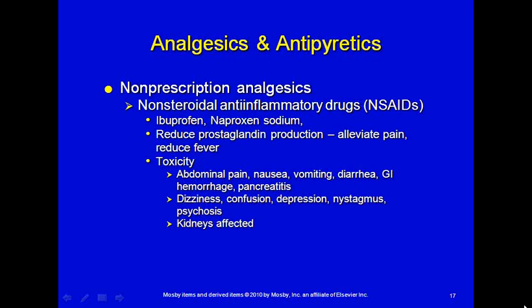vomiting, diarrhea, GI hemorrhage, pancreatitis. NSAIDs also affect the liver, so you could have pain in the upper right quadrant as well. Dizziness, confusion, depression, nystagmus, psychosis. The kidneys are affected here as well, so dark colored urine. And long-term non-steroidal anti-inflammatory use can cause certainly GI bleeding as well as kidney and liver failure.